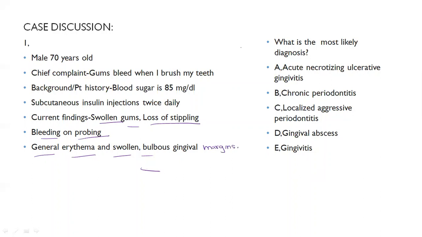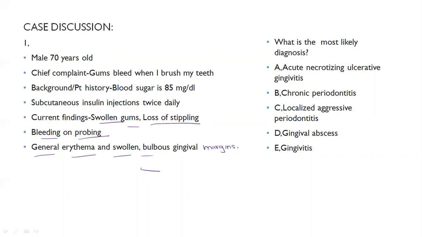Okay. So what is the most likely diagnosis? Is it acute necrotizing ulcerative gingivitis, or is it chronic periodontitis, or is it localized aggressive periodontitis, or is it a gingival abscess, or is it gingivitis? So first read through the question properly and see what the findings are and how you can relate to that.